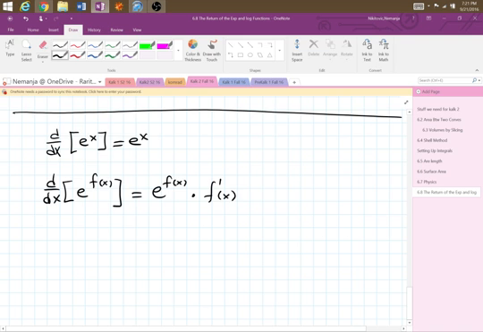Then we upgrade one more time because we realize that the base does not have to be e. It could be 2. It could be 7. It could be pi. So it doesn't have to be the special number e. It could be any other number under the sun as the base, and then you have the function.